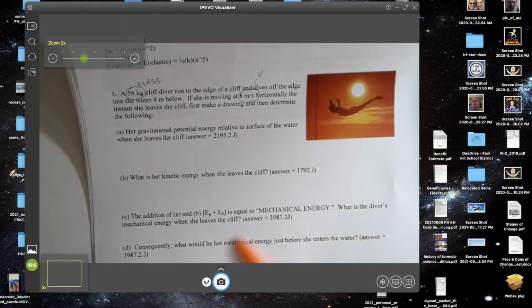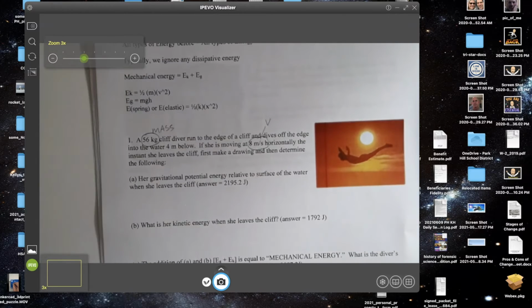Then we want to look at her energy when she enters the water, and then her speed. We can use the idea of energy to come up with the answers here. So what do we have here?